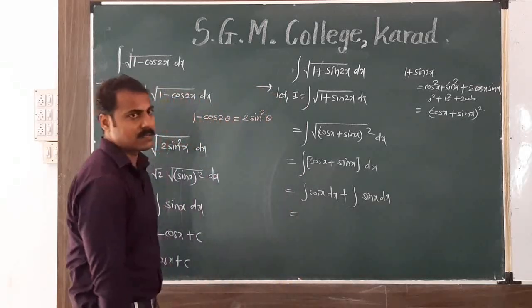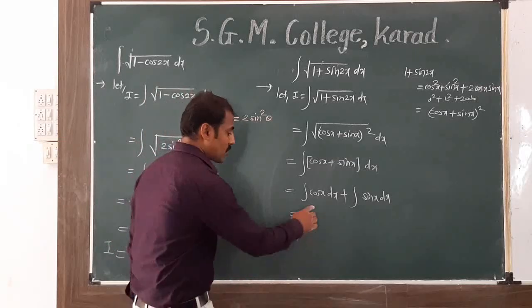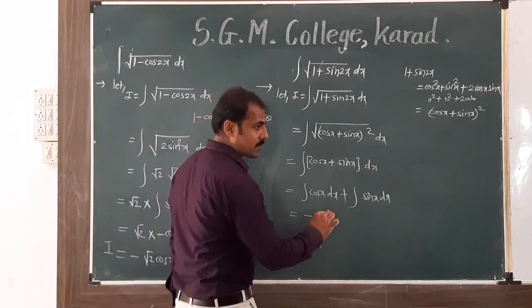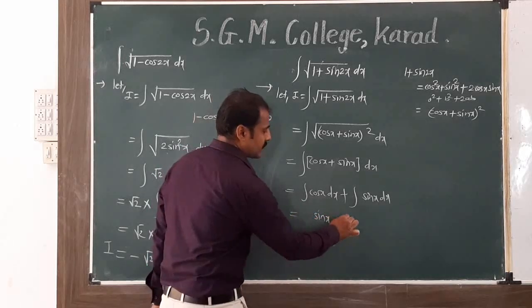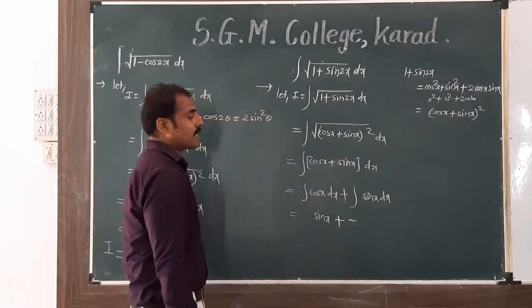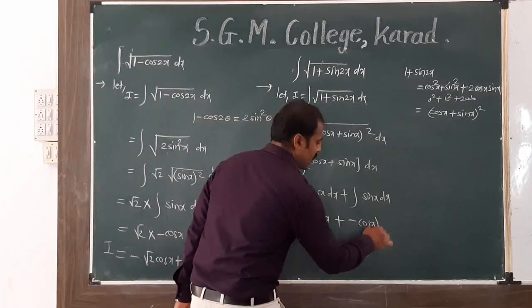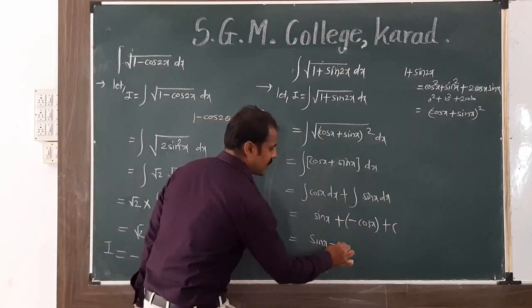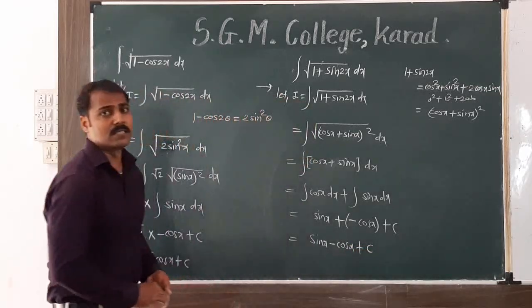Derivative of cos x is minus sin x, but integration of cos x is, derivative of sin x is cos x. So integration of cos x is sin x, plus integration of sin x is minus cos x, plus constant of integration c. So the final answer is sin x minus cos x plus constant of integration c.